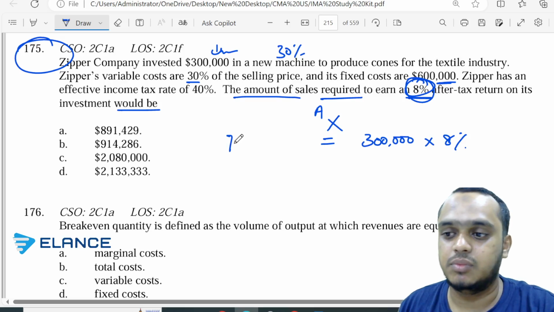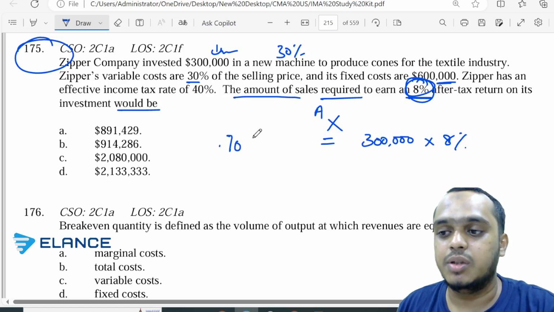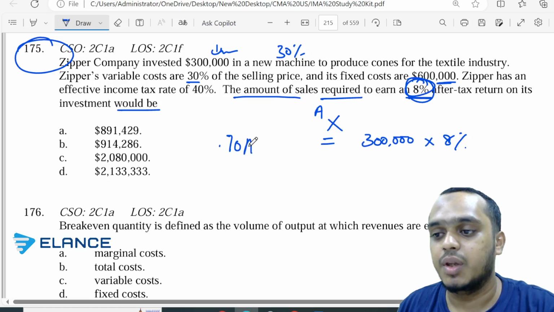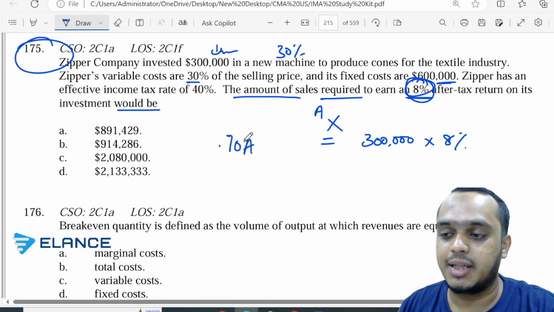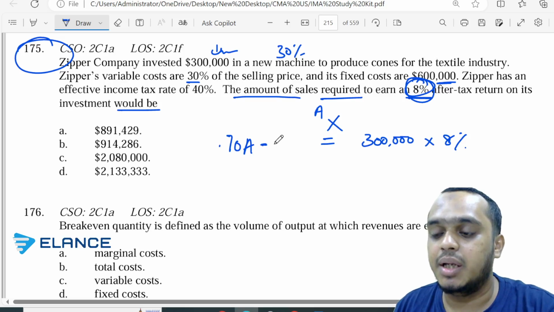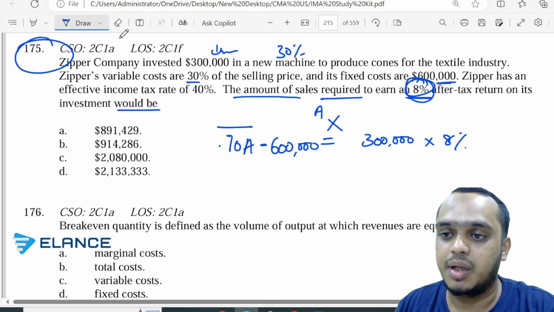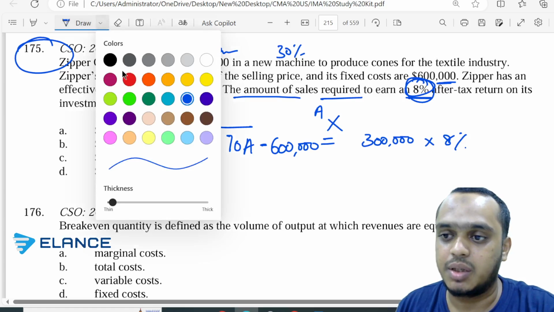70%, basically 0.70. So what I can do is 0.70 into the sales amount. I don't know what this is, so I'm just taking it as A, minus 600,000 because that's my fixed cost. So this is nothing but my, let me just explain that to you guys, what is this.